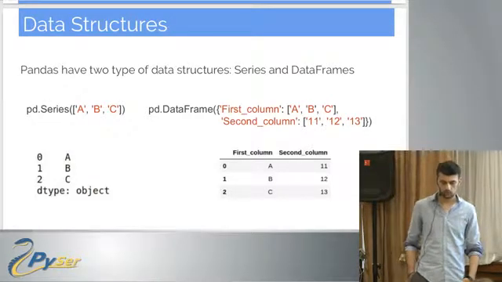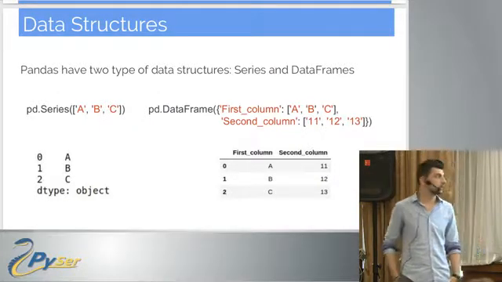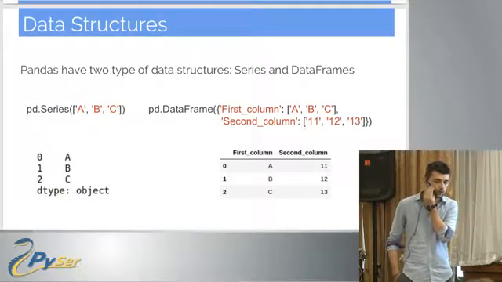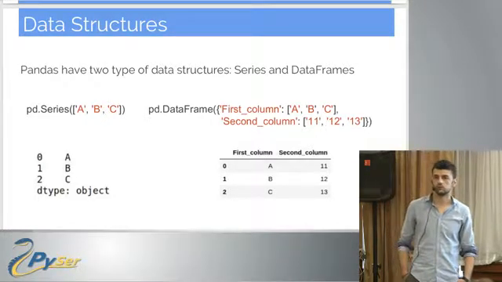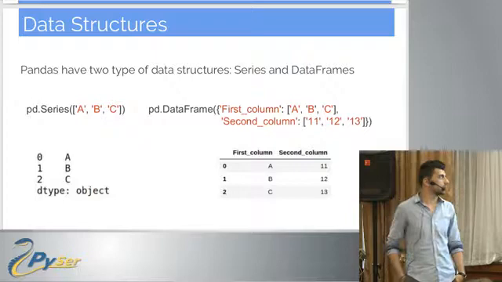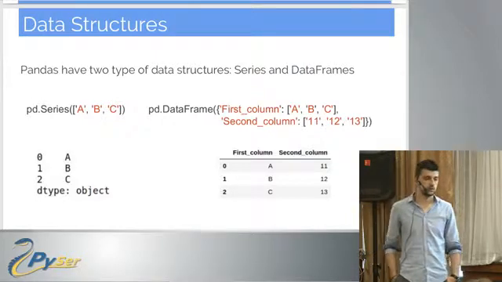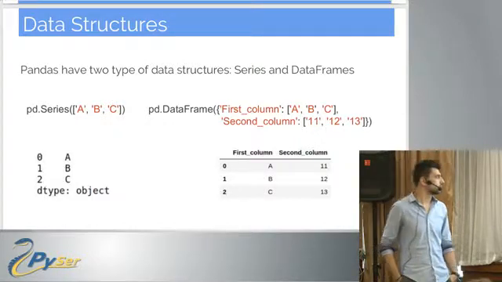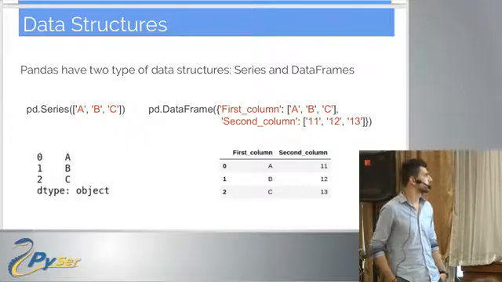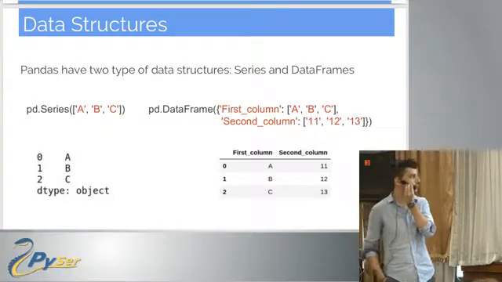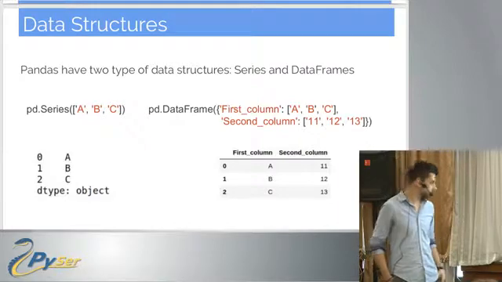Series is a one-dimensional array. It's pretty similar to Python dictionaries, but keys can be duplicated. A data frame, we can look at as a dictionary of multiple series. And these are examples of each of them, one pandas series and one pandas data frame. So a data frame is a multi-dimensional array.